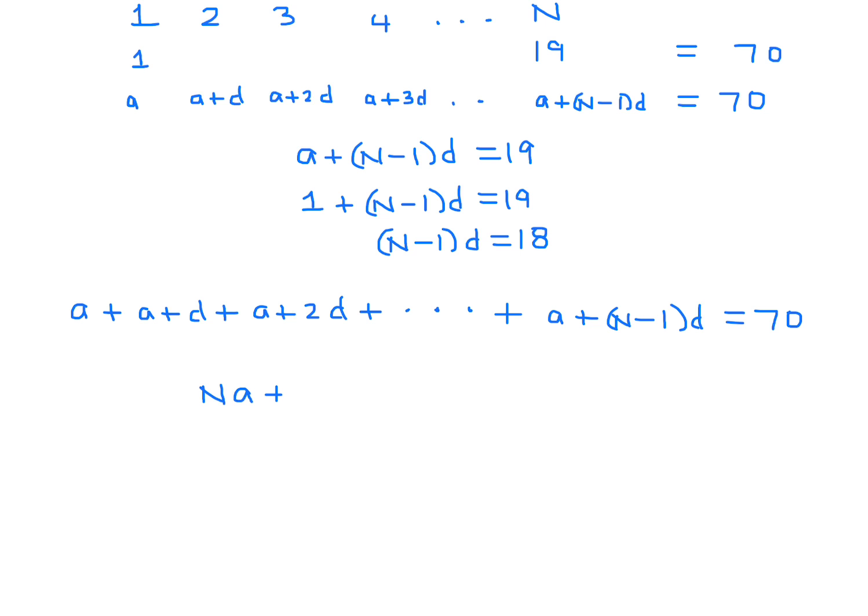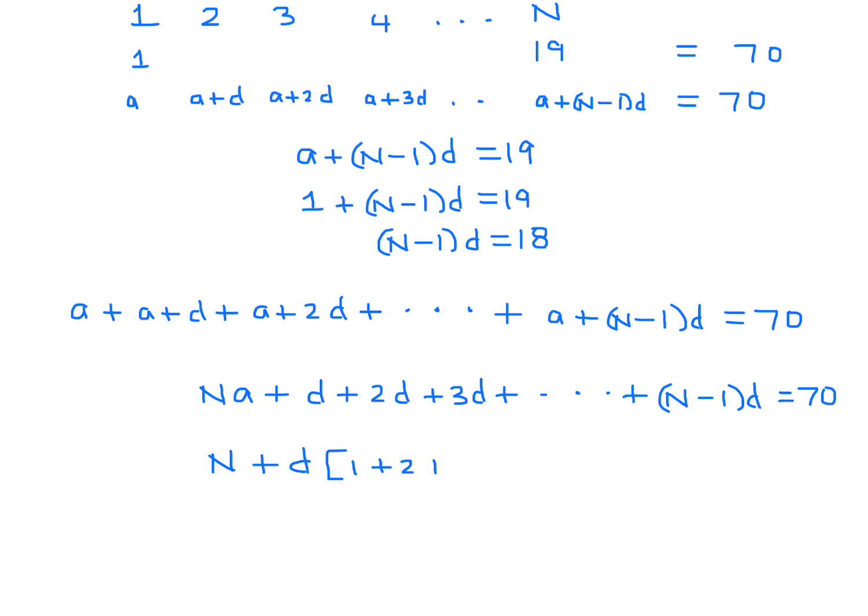And then if you add up these D's, it's D plus 2D plus 3D, right? All the way up until (n minus 1)D, and the total is equal to 70. So nA, but A is equal to 1. So I can just put 1 for A, and that just leaves me with n. And if I factor out a D, I get 1 plus 2 plus 3, all the way up until n minus 1.